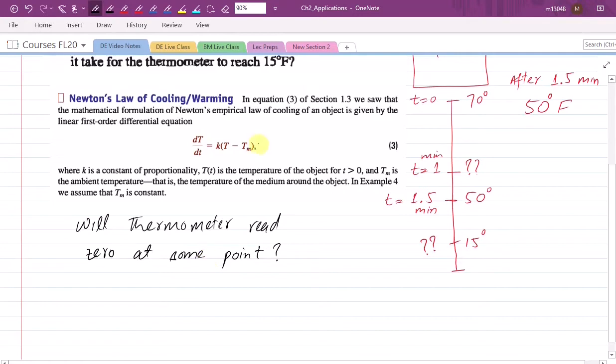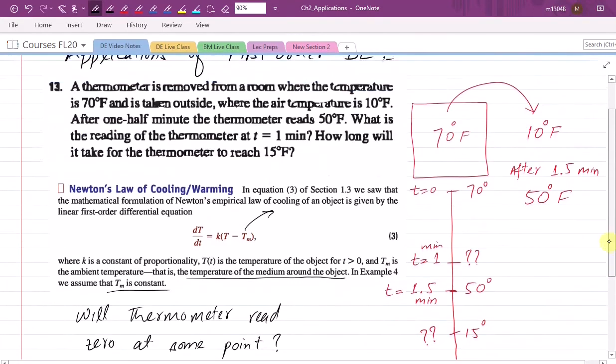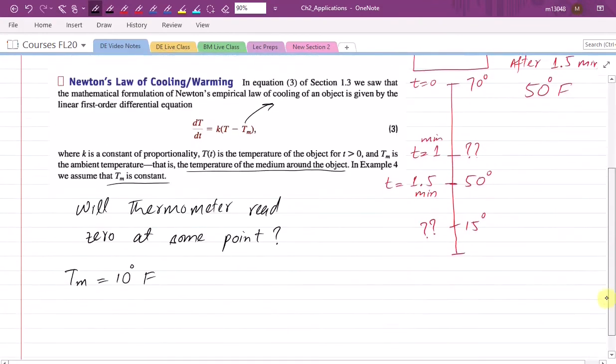So our equation is here. This is the equation we are going to use. It is called Newton's law of cooling. The temperature is capital T, time is small t, and this Tm is called the temperature of the surrounding, the temperature of the medium around the object, and it is a constant. In our case, Tm is 10 degrees because the outside temperature is 10 degrees.